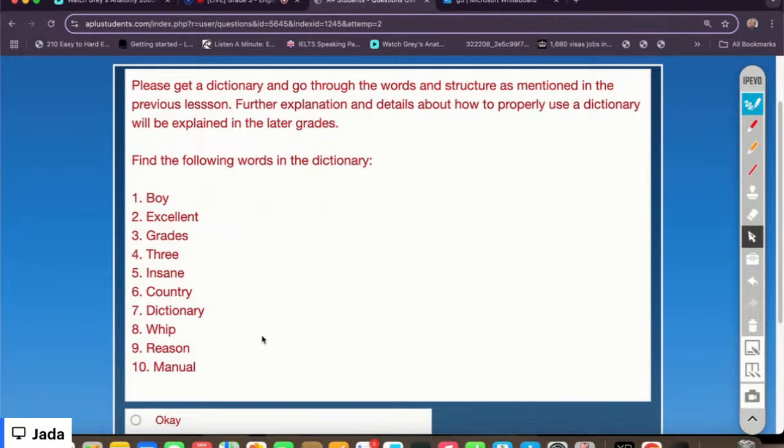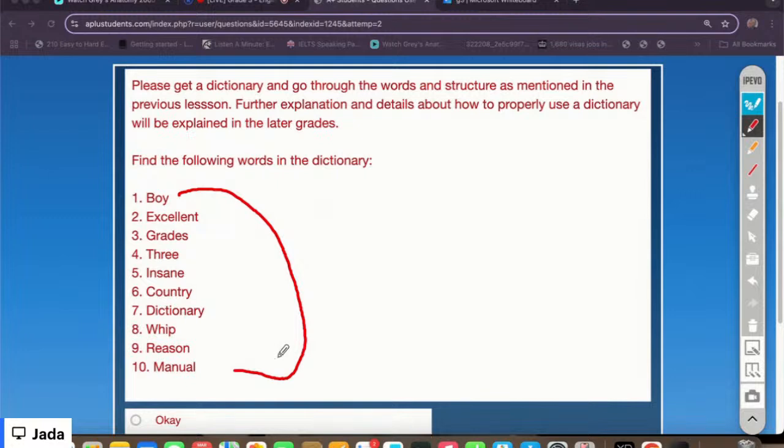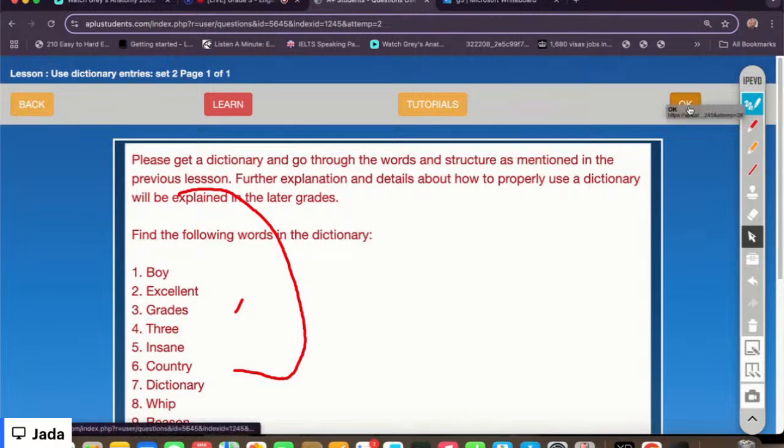So each of you would have to get your dictionaries and try to find these words. Okay? So you all have to find these words. You can do that later on when we're done, just so that you can know how to use the guide words to find them. So make sure you search for these, okay?